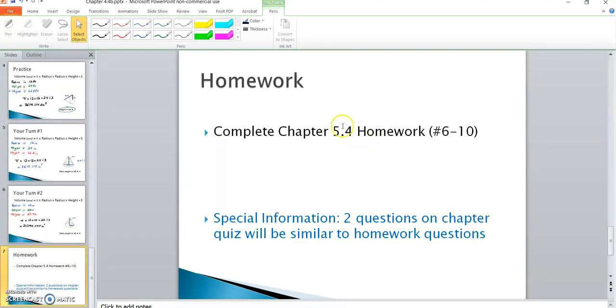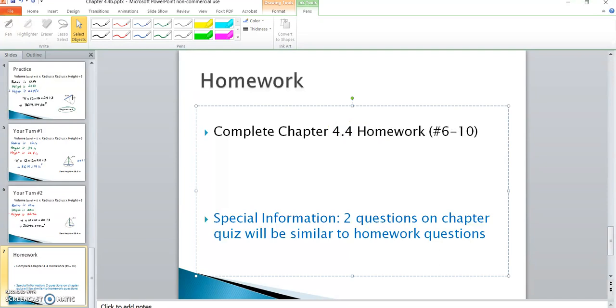All right, so now you're able to move on to chapter 4.4 homework, questions 6, 7, 8, 9, and 10. And then you're able to move on to the chapter 4 quiz.